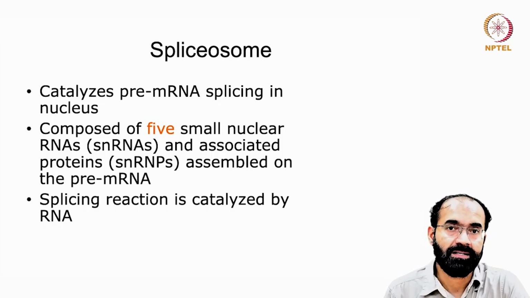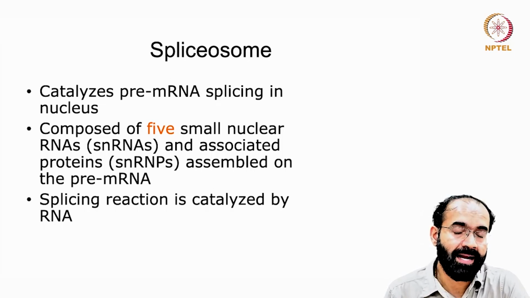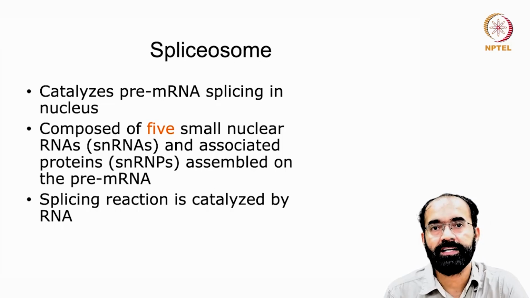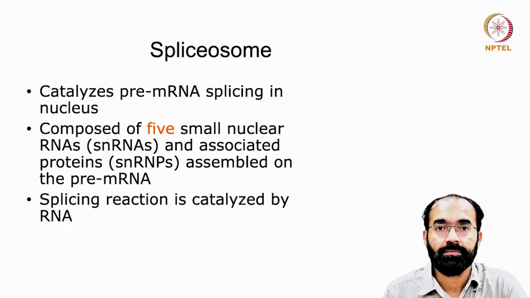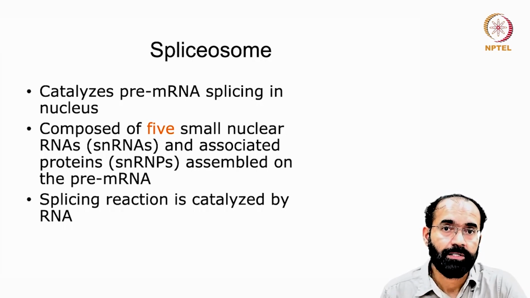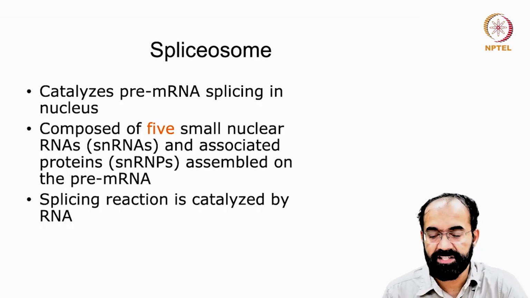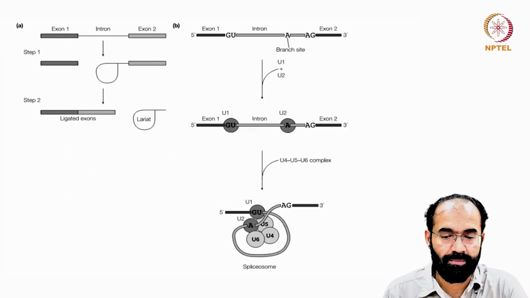It is assembled, similar to how the different subunits of RNA polymerase come one at a time. The same logic applies when you are talking about splicing also. The splicing reaction is catalyzed mainly by RNA, because the proteins mainly contribute to the stabilization of the spliceosomal machinery.